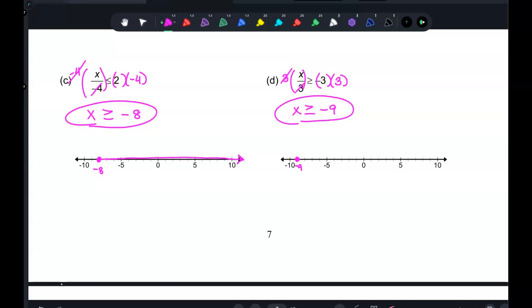Do we shade to the left or to the right? Wait, Miss Mason, you messed up. I did. For C, why did you switch the sign? Oh, because you multiply by a negative, the less than or equal to switches to greater than or equal to.